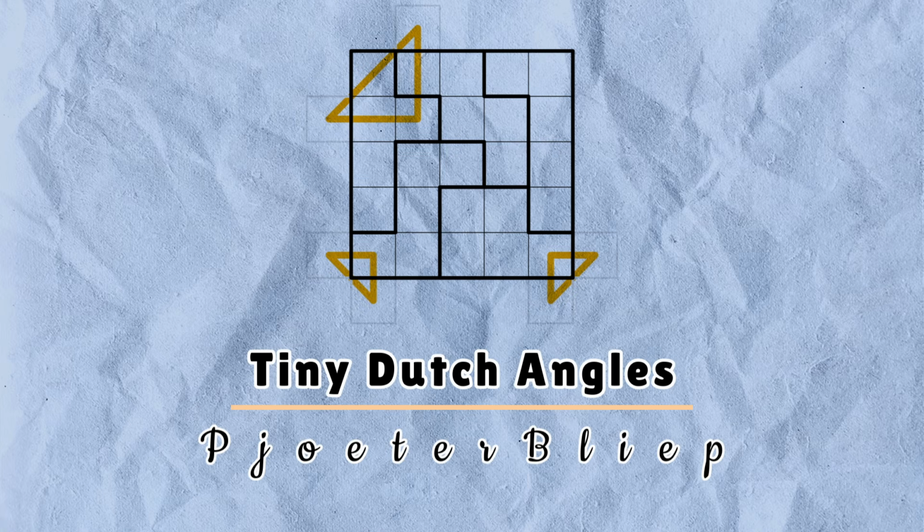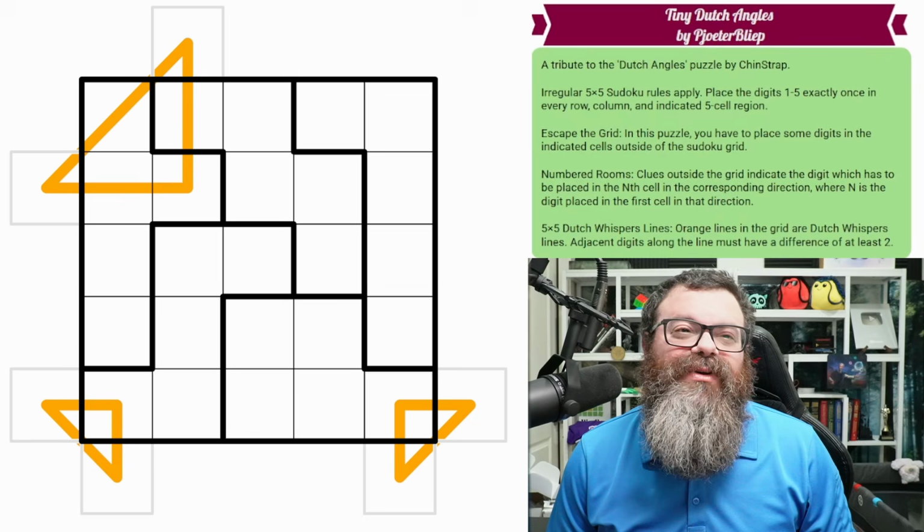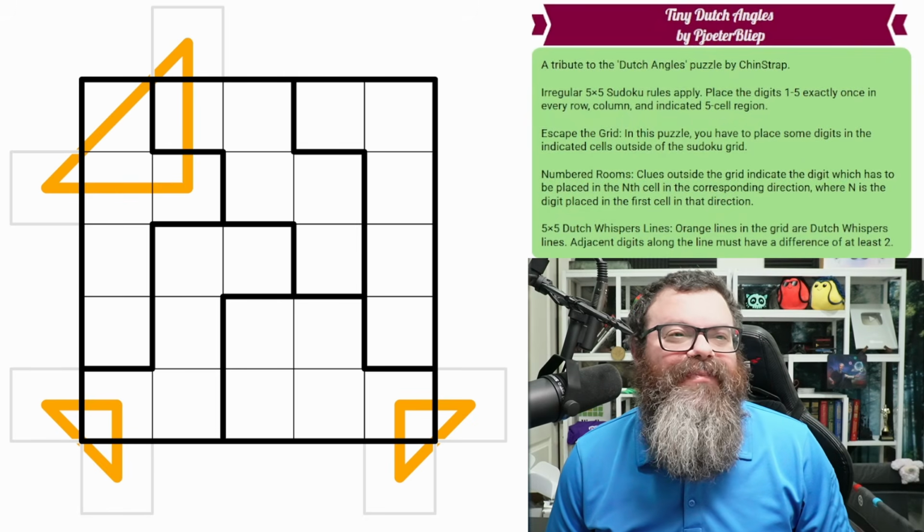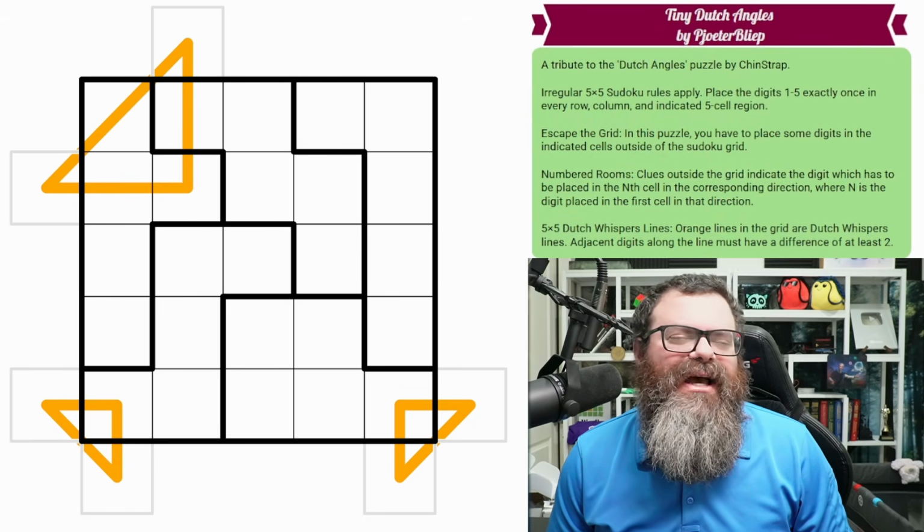Hello, let's continue our Sudoku adventure with Tiny Dutch Angles by PjoeterBliep. This puzzle's a tribute to Dutch Angles by Chinstrap. So we have irregular 5 by 5 Sudoku rules.